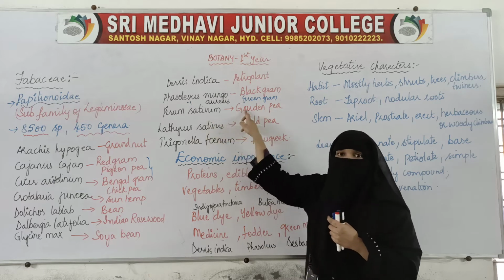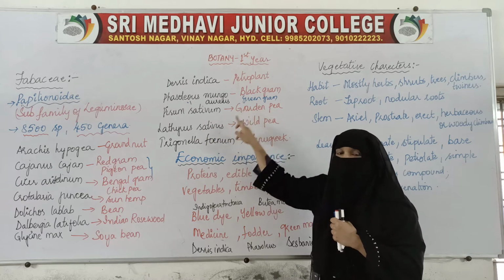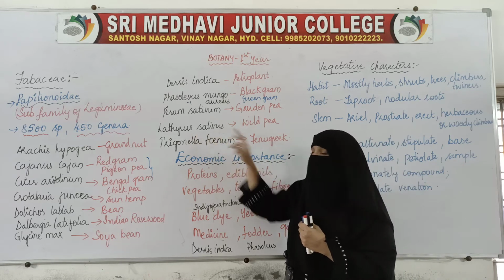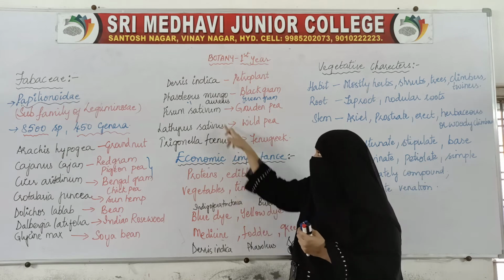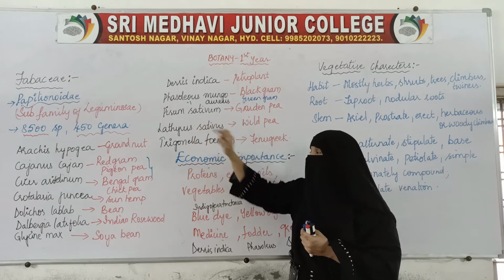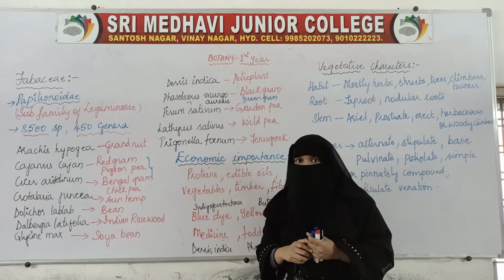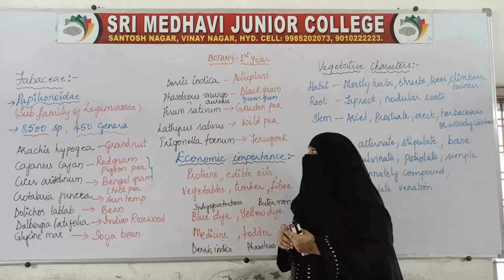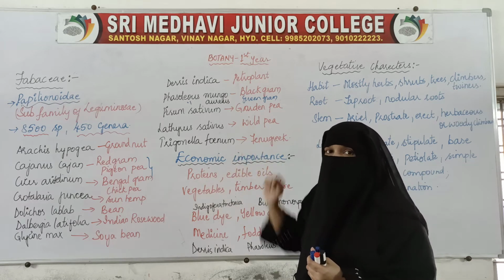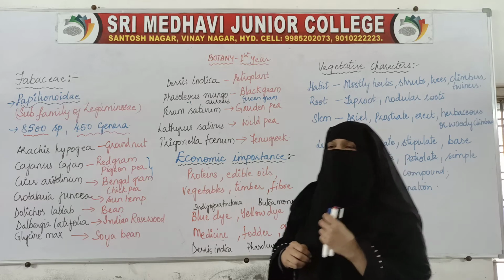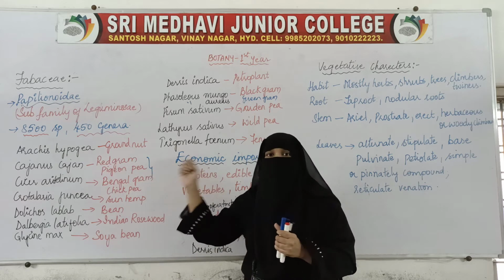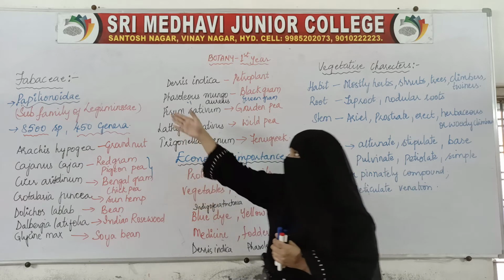Pisum sativum is the garden pea which we grow in our gardens, and the wild pea which grows in the jungle without the care of man is Lathyrus sativus. So both of them are pea, but this is the garden pea. Then we have Trigonella foenum, which we commonly call fenugreek. And then we have Indian sanders. So these are a few of the species which we find in this family.